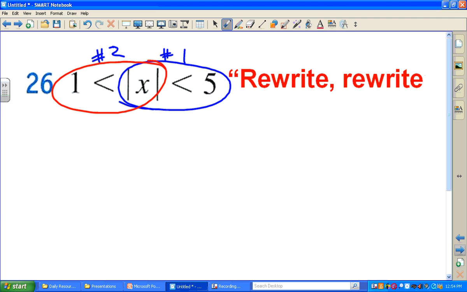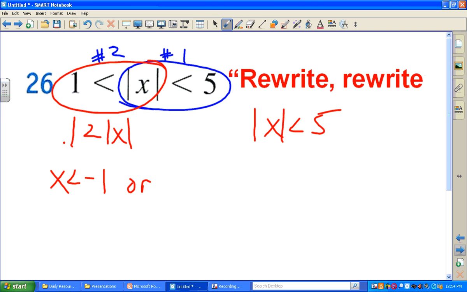Go ahead. I'll help you out a little bit, okay? And then this one becomes this. Nice. So how do you write 1 is less than the absolute value? Is that using 1 or 2? Okay. 2. All right, so how do you rewrite that? Okay, x is less than negative 1 or? Good. And this one?